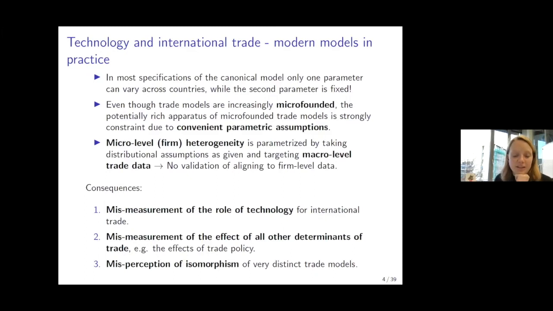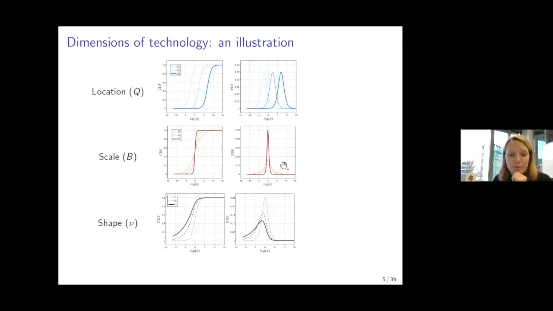And a third consequence that I don't want to talk too much about today is the misperception of the isomorphism of very distinct trade models. Now, I want to convince you that this mismeasurement actually really matters, and that it does matter more than typically assumptions do matter in economic models. Because I do see that some people might say, like, okay, isn't that a bit cheap? Like every model makes assumptions.